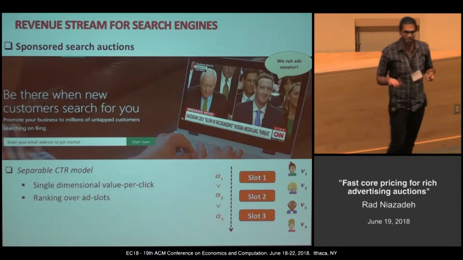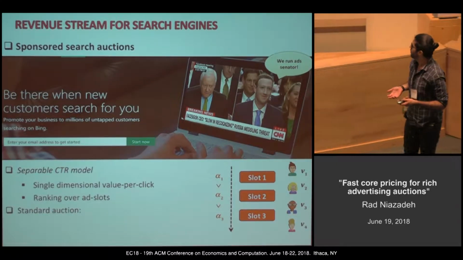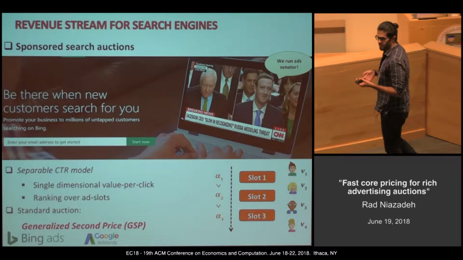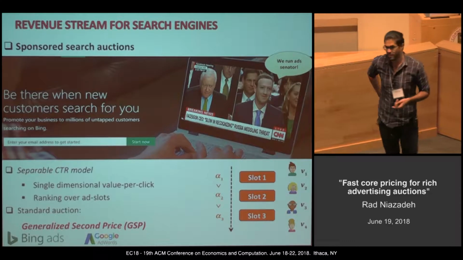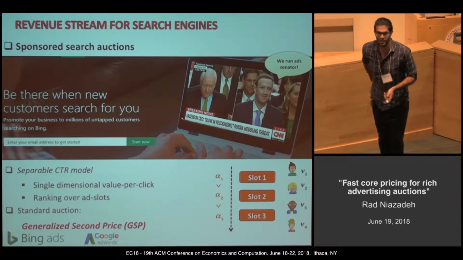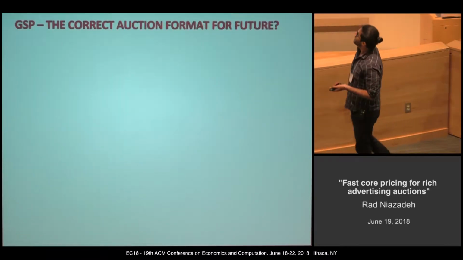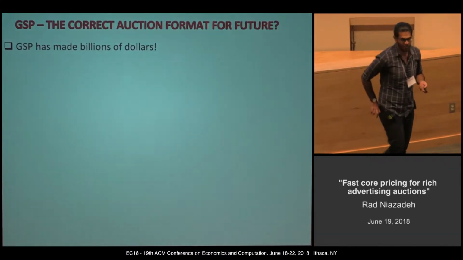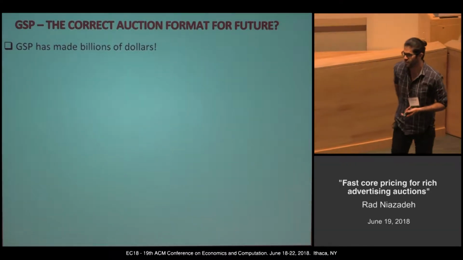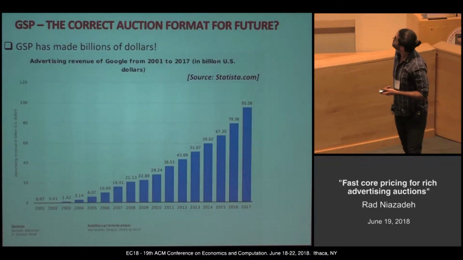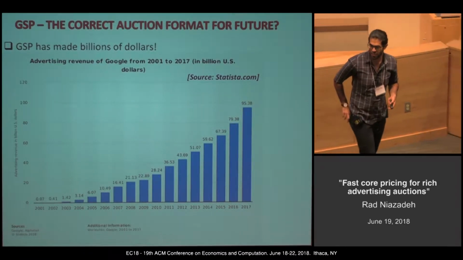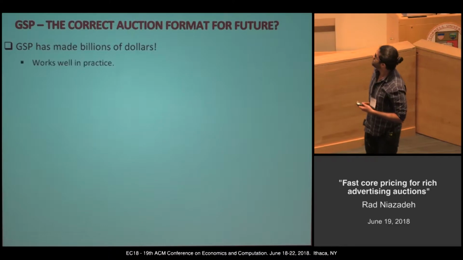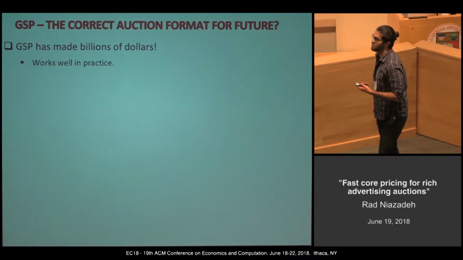And then there is this celebrated standard solution, generalized second price auction, or GSP, that has been run by the big players of the game in this industry, Google AdWords and Bing, and also Yahoo. It has made billions of dollars in this industry. If you just look at Google for the last 17 years, only in 2017, it made like $95 billion out of GSP. So it shows that GSP works very well in practice.